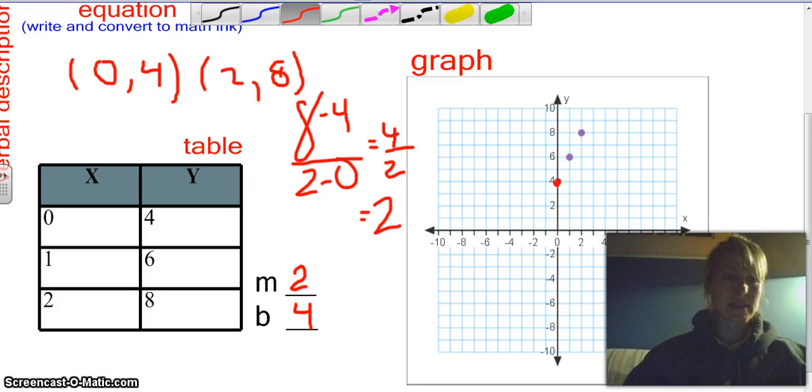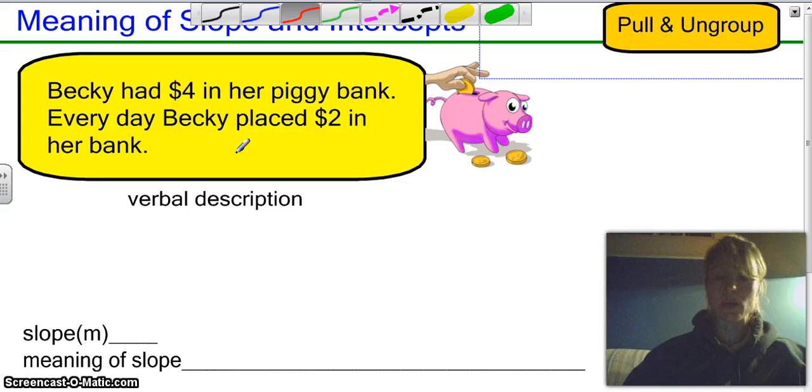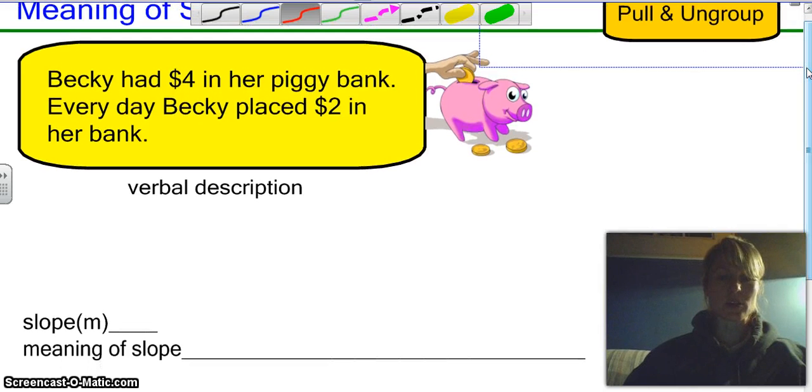All right, so if we look at the next screen, today, or Wednesday, however, we're going to focus more on what the slope and the y-intercept mean. So you're going to be given situations. Here we have: Peggy had $4 in her piggy bank, and every day Peggy placed $2 in her bank. We have to determine which one of these is the slope and which one is the y-intercept.